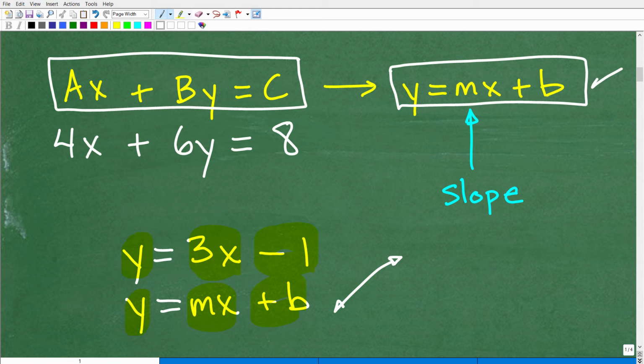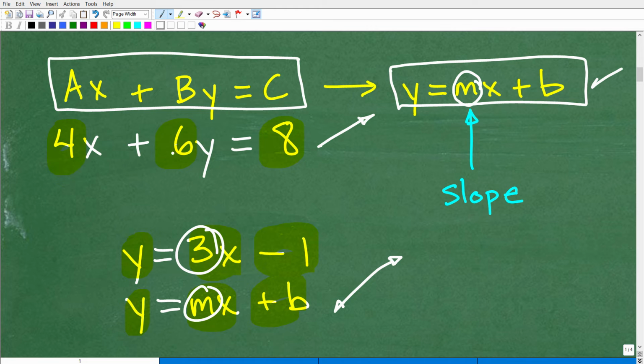Lines in standard form have an x and y, and then you have nice integer values for a, b, and c. But what we want to do is rewrite our linear equation and put it into slope-intercept form, because once a line is in that form, the number in front of the x, that coefficient, is the slope. So for example, y equals 3x minus 1. The slope of this line is 3. So that's what we're going to do to solve this problem.